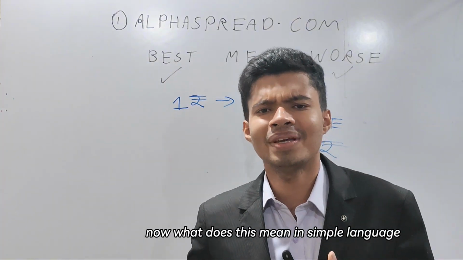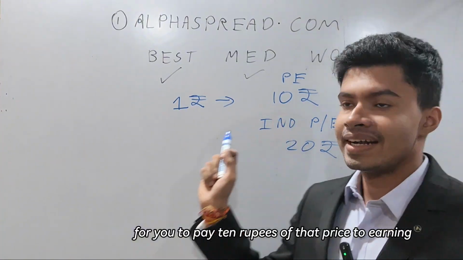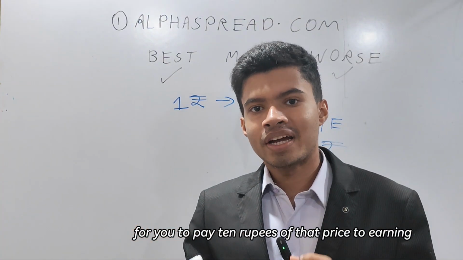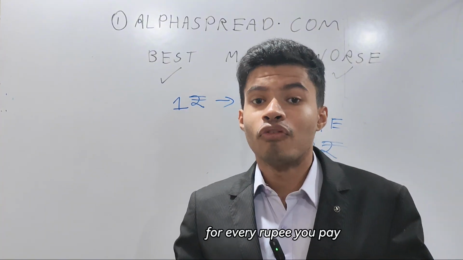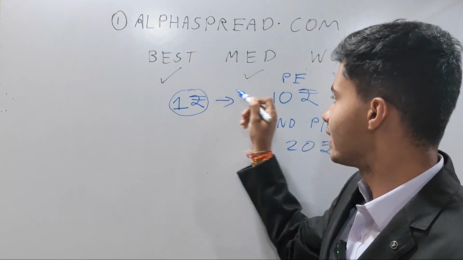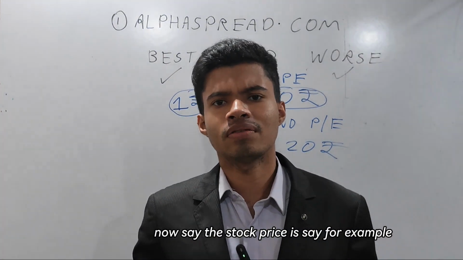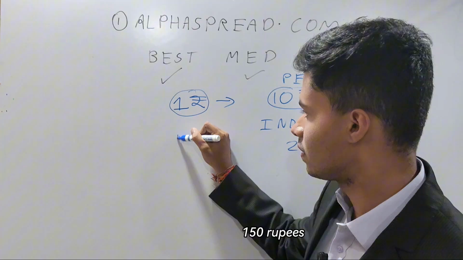Now what does this mean in simple language? For you to pay 10 rupees of that price to earning, for every rupee you pay, 10 rupees will leave your pocket. Now say the stock price is, for example, 150 rupees.